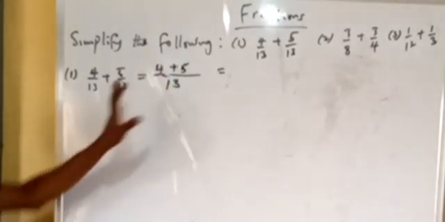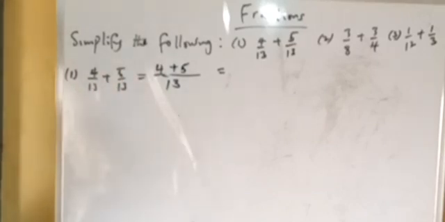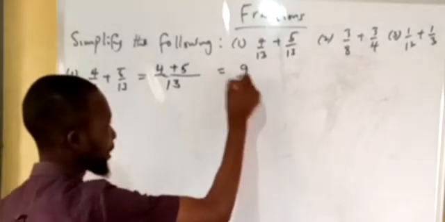When you do it this way, that is when addition is possible. What you are only going to add is the numerator. So what is 4 plus 5? 9. So that is 9 over 13.